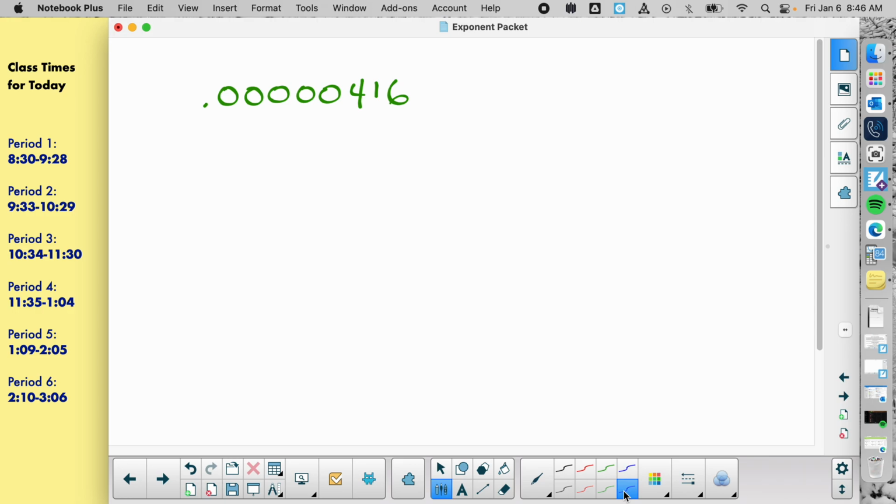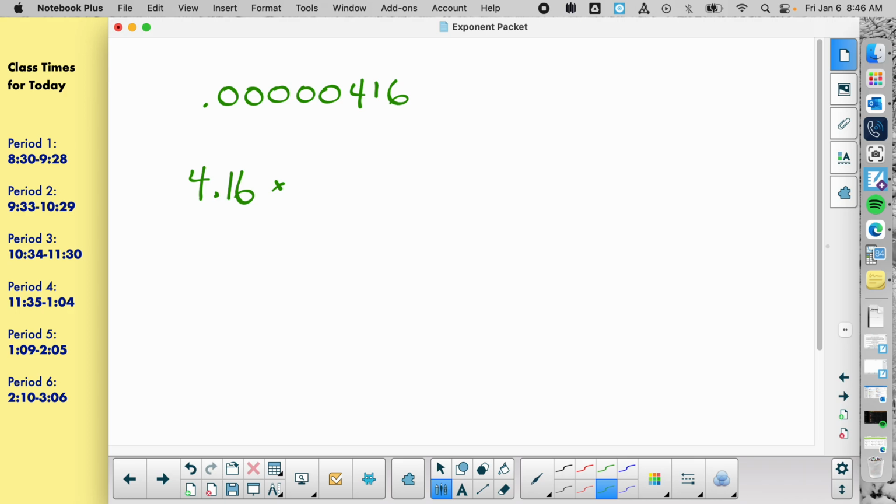All right, so this is a really tiny number, right? We need to write it in scientific notation. What's the first normal number up there? 4. So I know my answer is going to be 4. It can only be a single number. How would I write this as a single number? 4.16. That's a single number, under 10.